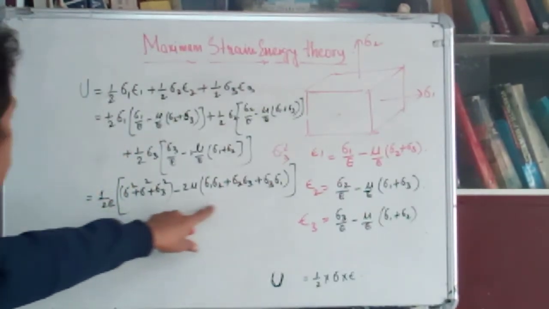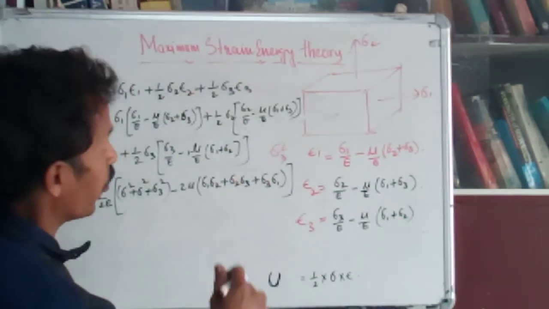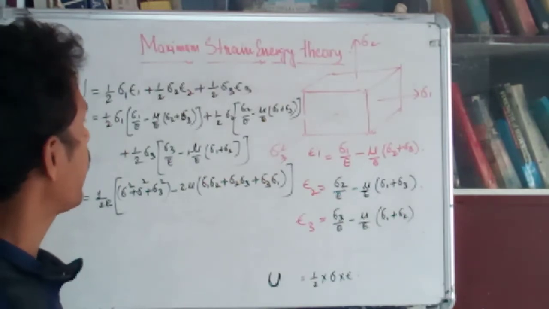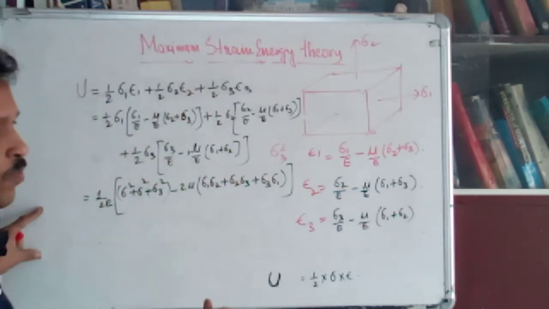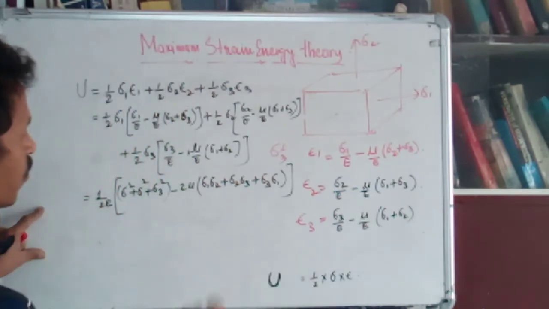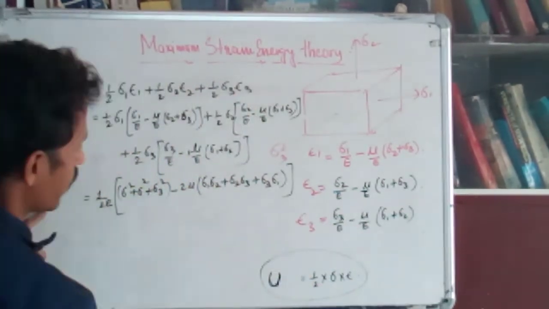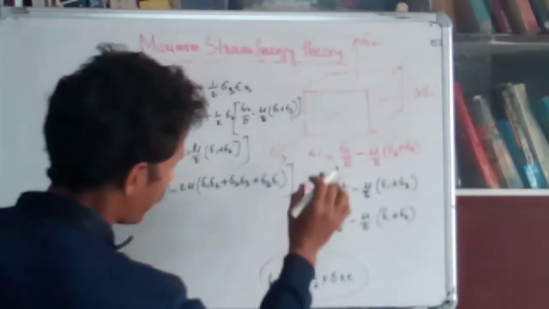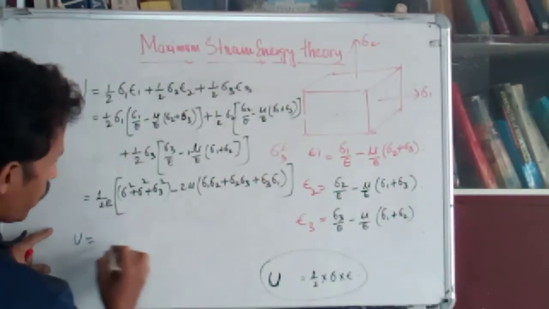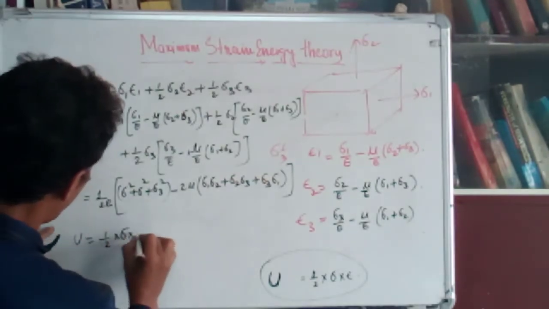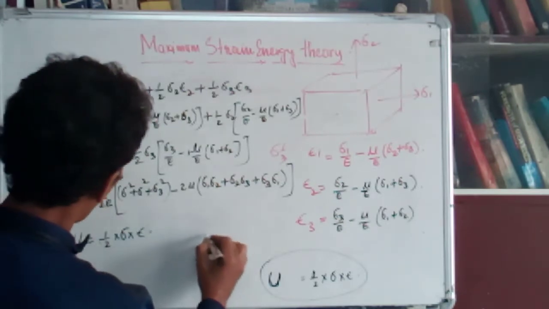Now, for the failure criteria, we now consider the strain energy per unit volume if a component is subjected to a unidirectional load or simple tension. That we have already discussed here. If a component is subjected to a unidirectional load, then U is half into stress into strain. Okay, so strain, we consider.